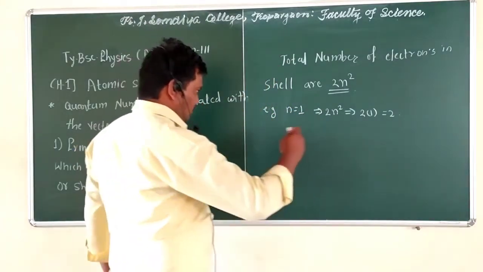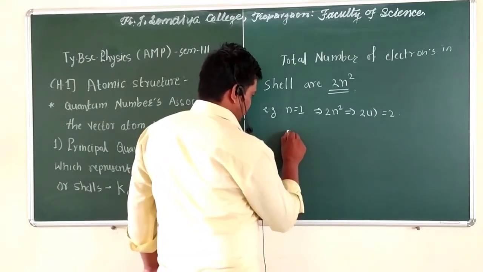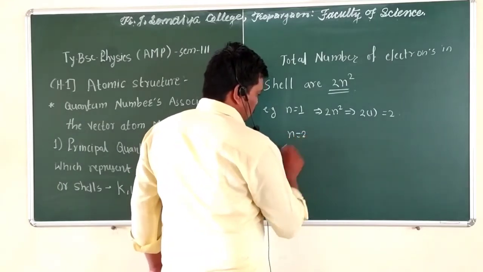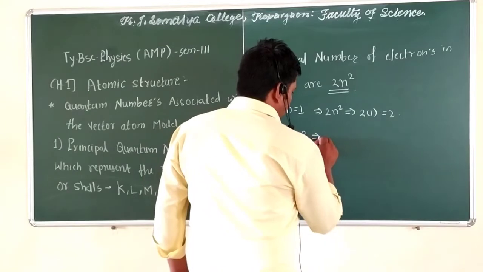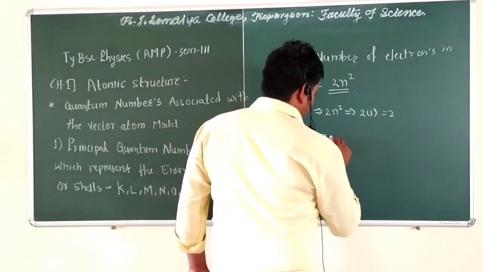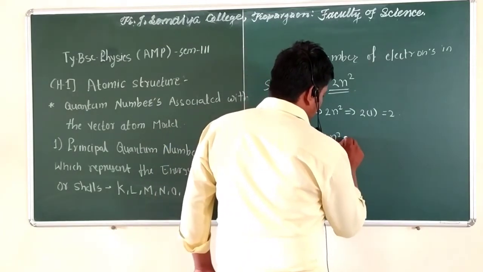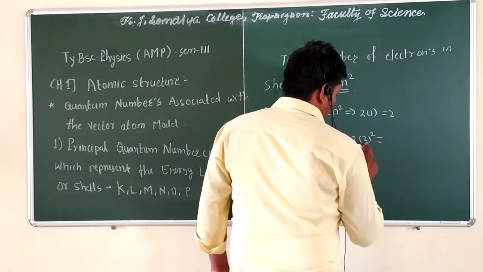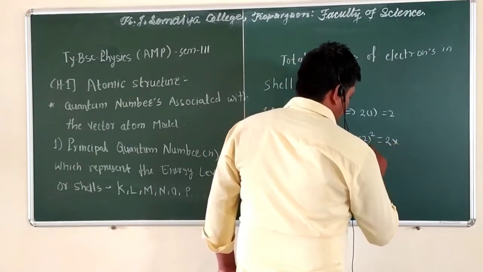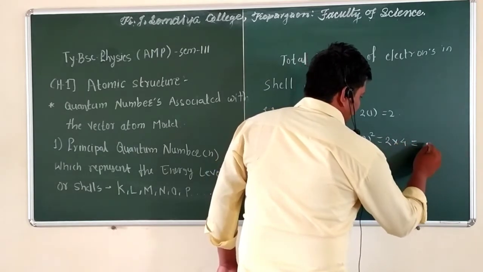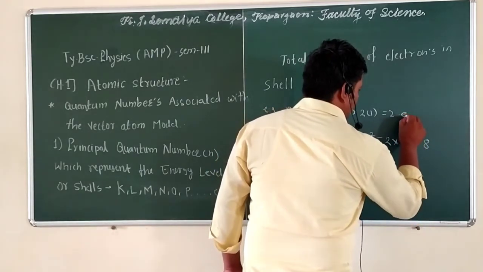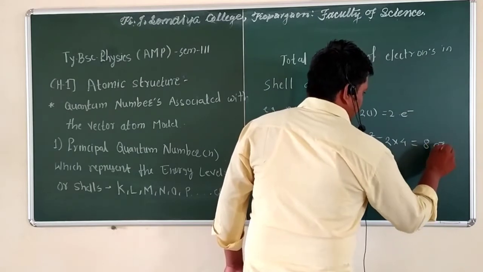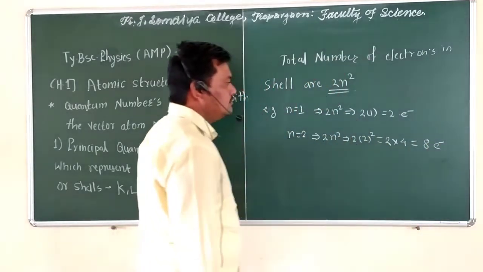Again, one example: for n is equal to 2, consider 2 into n square. So that is 2 into 2 square, that is 2 multiplied by 4, which is 8. So now in the next shell, 8 electrons are there. That is, the octet is complete in the next shell.